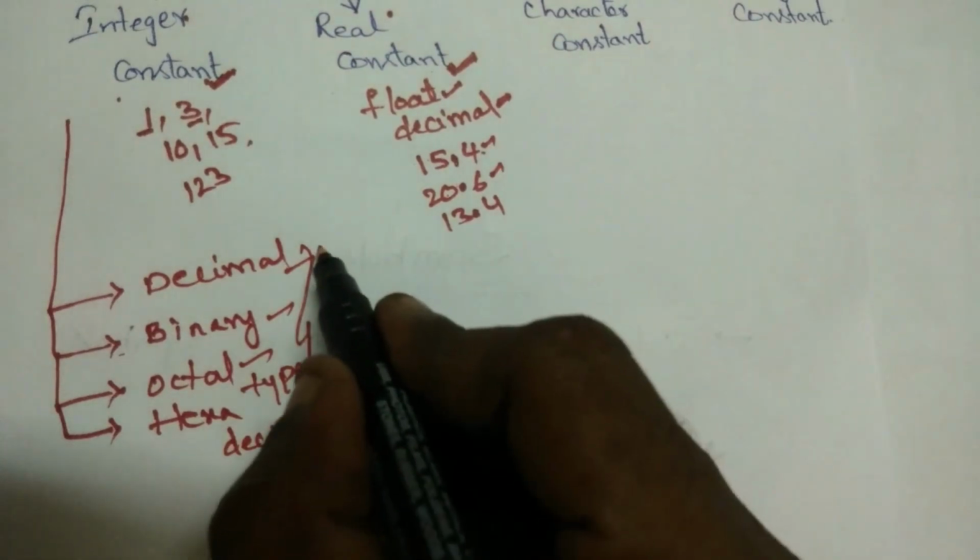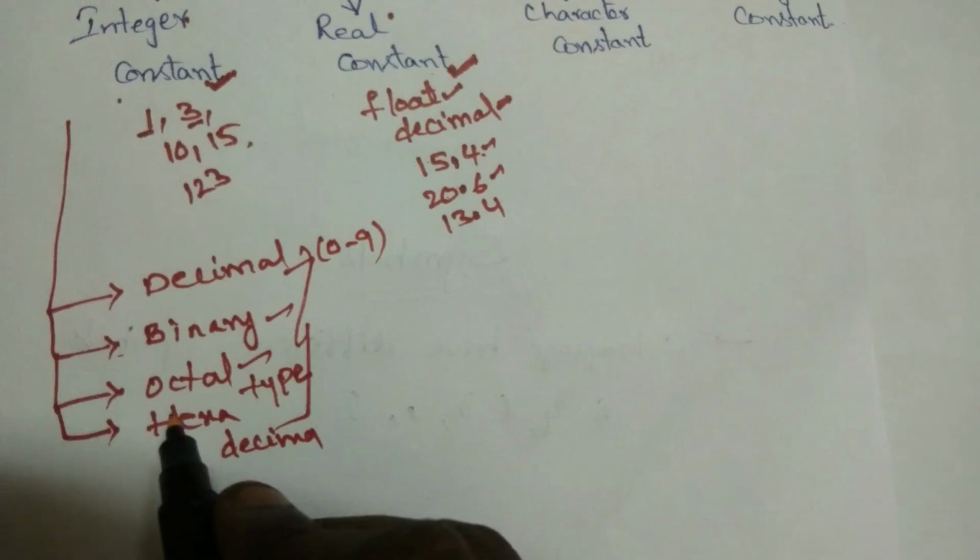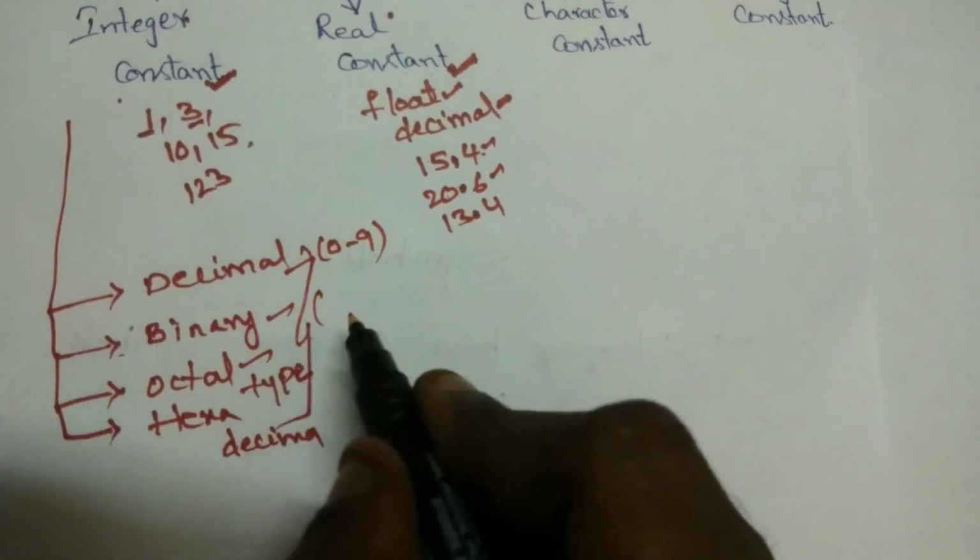That means a particular number may be a decimal number, binary number, octal number or hexadecimal number. What is meant by decimal number? The value in between 0 to 9. Now what is meant by binary value?